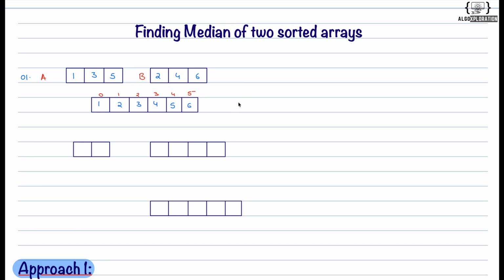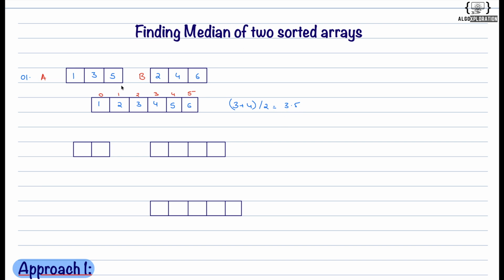So how can we do this? Just take these two values 3 and 4 and divide by 2. So 3 plus 4, we need to divide it by 2, so this will be 3.5. So the median of these two arrays is 3.5.